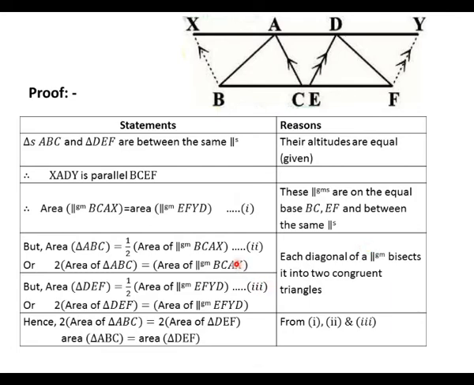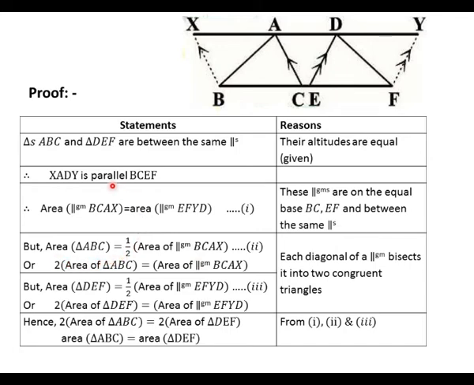Now again, as I put both equation 2 and equation 3 in equation 1 in the previous theorem 16.1.3, I will do the same thing. I am using equation 2 and equation 3, and I will replace the values of these two, area of parallelogram BCAX and area of parallelogram EFYD. So if I look at the left side, area of parallelogram BCAX. Look at equation 2. Area of parallelogram BCAX is equal to 2 times the area of triangle ABC.